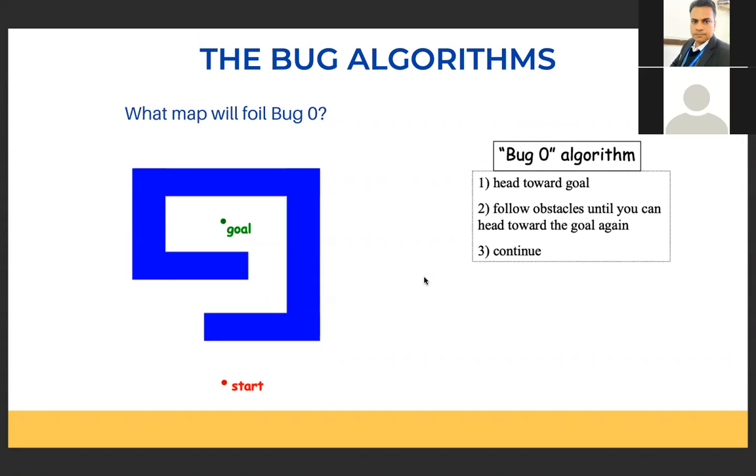Okay. Any questions so far? Bug zero is clear, right? Okay. I'm assuming since you have no questions, I'll just move ahead.